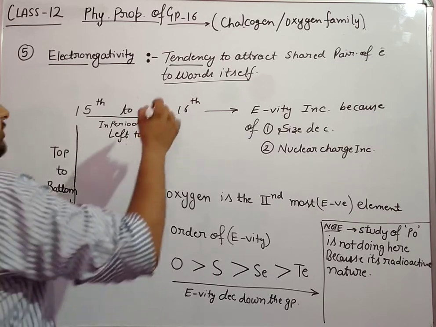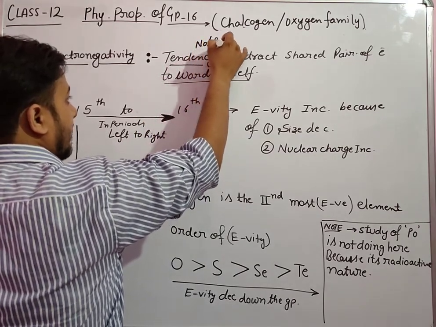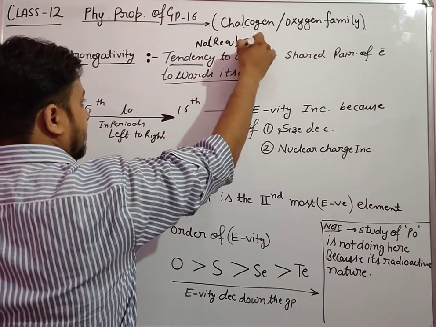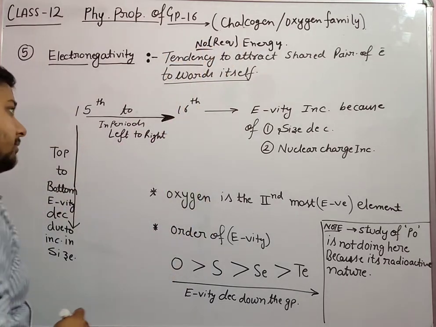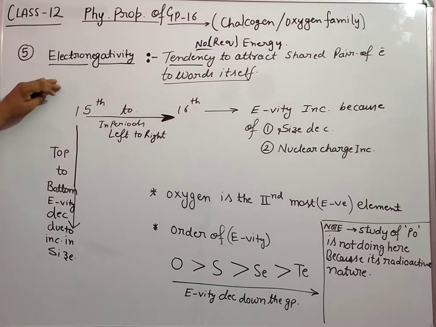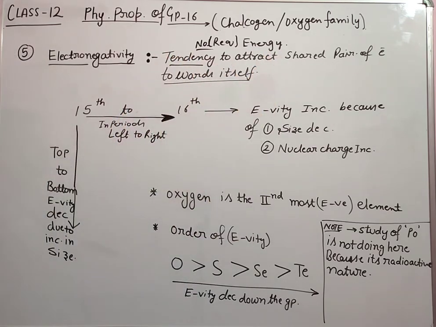Clear? So in this process, no kind of energy is required. In this topic, electronegativity is a kind of nature, a kind of tendency. Clear? So the tendency to attract the shared pair of electrons towards itself is called electronegativity.